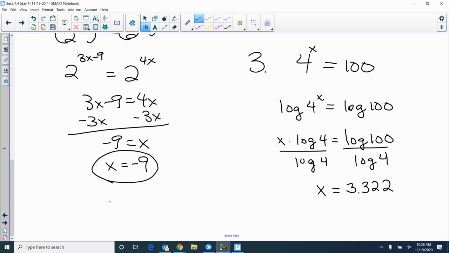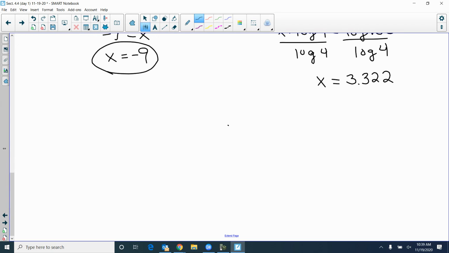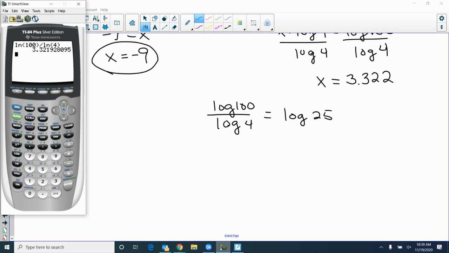All right, question. Is the log of 100 divided by the log of 4 the same as the log of 25? True or false? Ryan says true. Ryan's wrong. Don't listen to Ryan. You must not have really worked hard on those true false questions. So log of 25 is not 3.322.